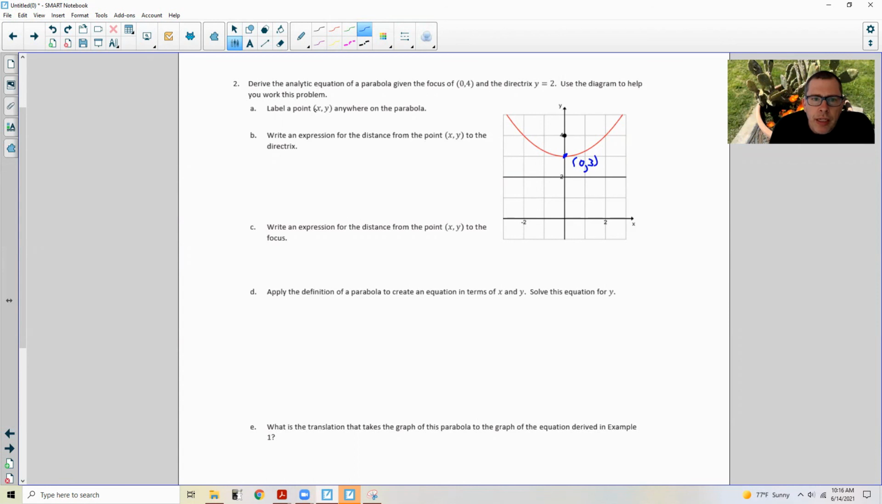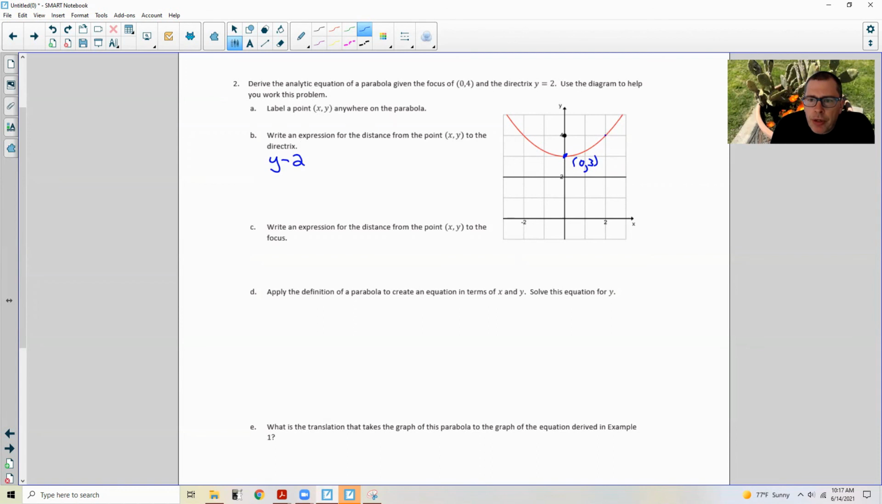So it says label a point x, y anywhere on the parabola. There it is, 0, 3. Write an expression for the distance from the point x comma y to the directrix. So the distance from here to here, x comma y to the directrix, is going to be some y value minus 2, no matter where it is.